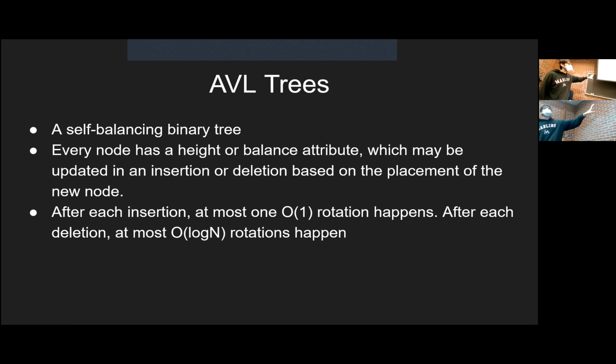For deletions, it can be a little bit different because you could have a tree that's almost like a perfect binary tree, with one node off to the side on the left, but then you remove the node all the way to the right, and then it has to go all the way up balancing. But don't worry about that. The real takeaway is that when you insert, at most one rotation happens.